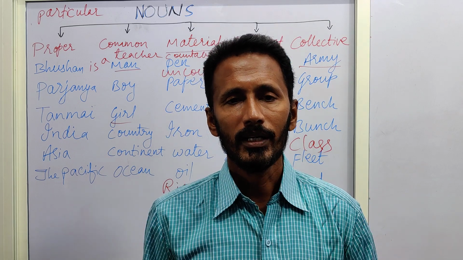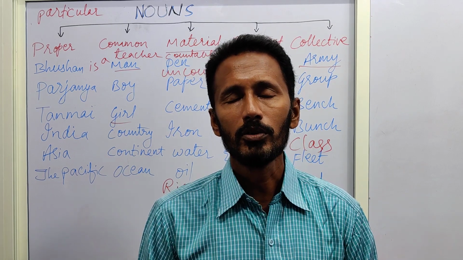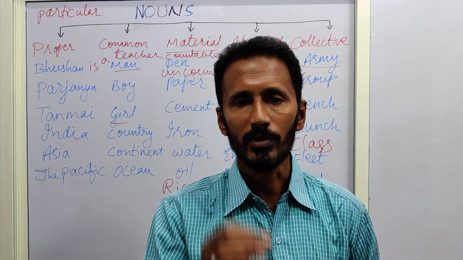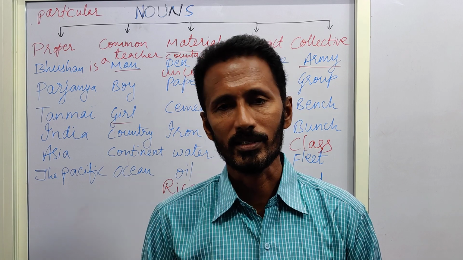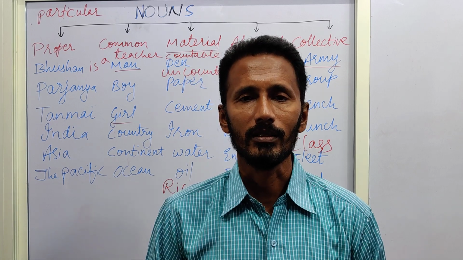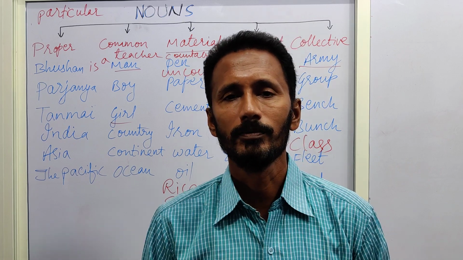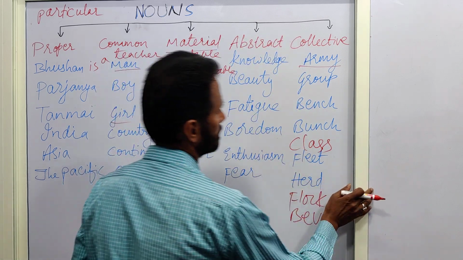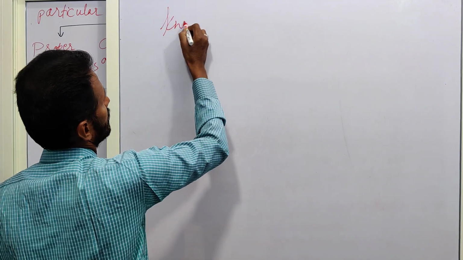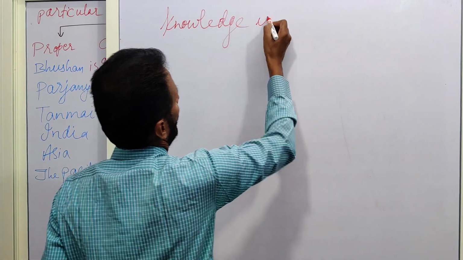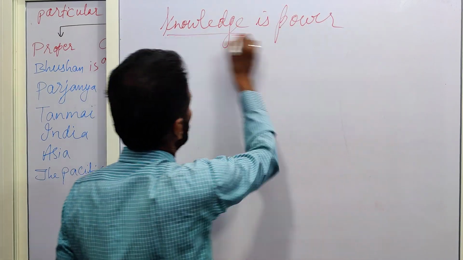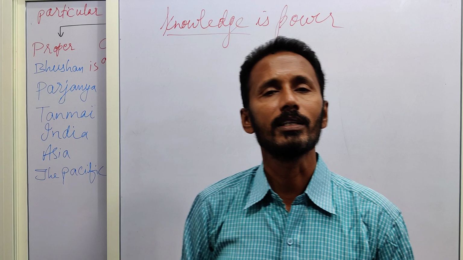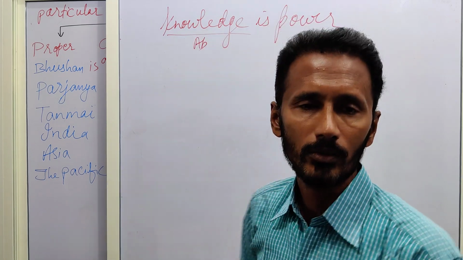Okay? So we must be able to understand these collective nouns and also identify them. For example, I would like to read 2 or 3 sentences in which you can identify these nouns. Knowledge is power. So in this sentence, what is knowledge? Is it a material noun? No. Knowledge is called an abstract noun.